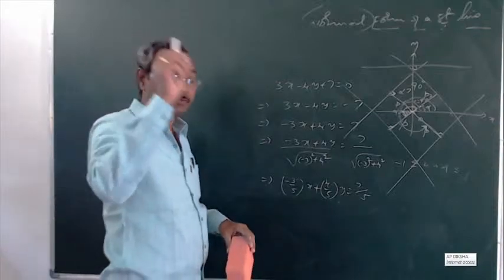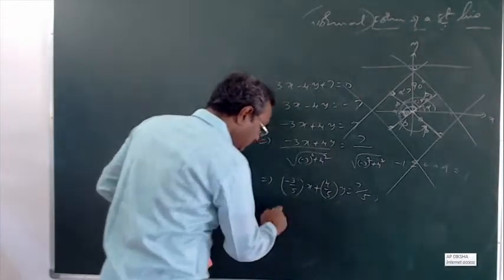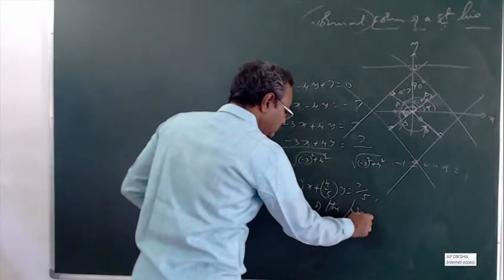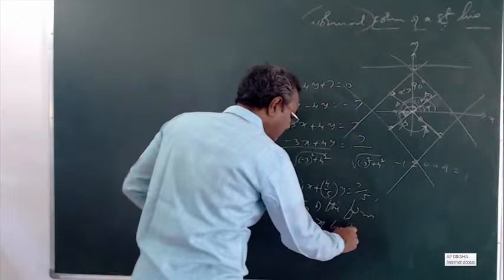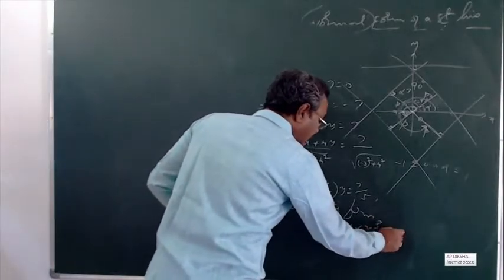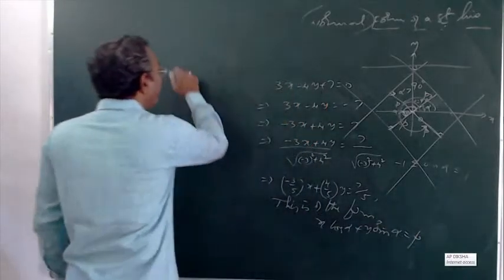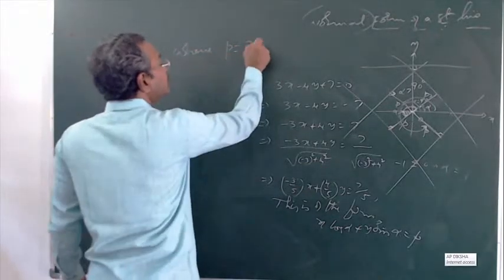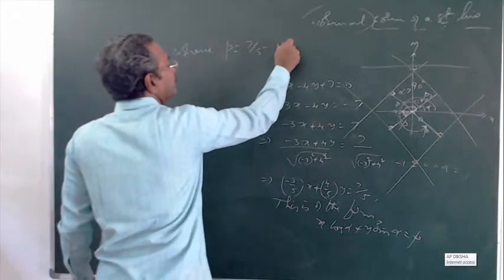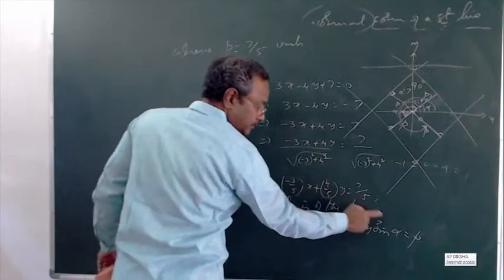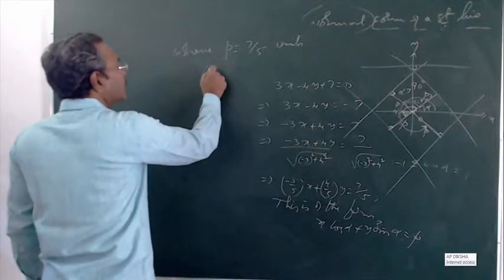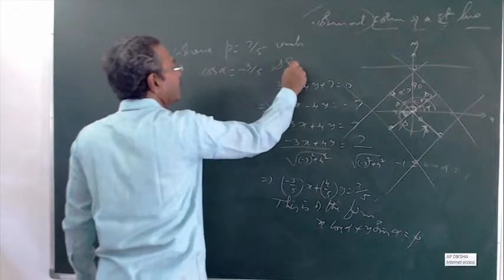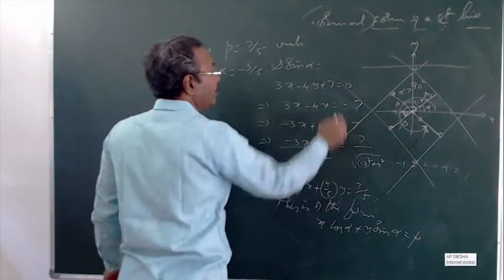And finally, you have to write one more thing. This is of the form x cos alpha plus y sin alpha is equal to p, where p is equal to 7 by 5 units. Cos alpha is equal to minus 3 by 5 and sin alpha is equal to 4 by 5.